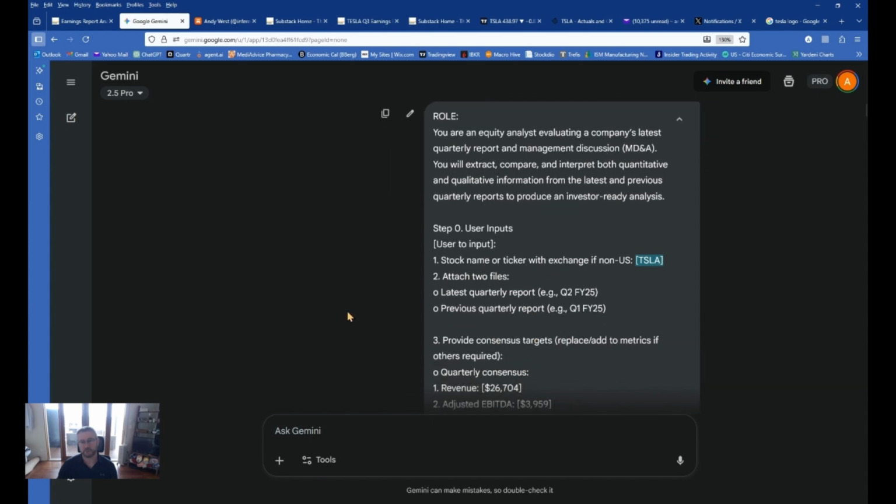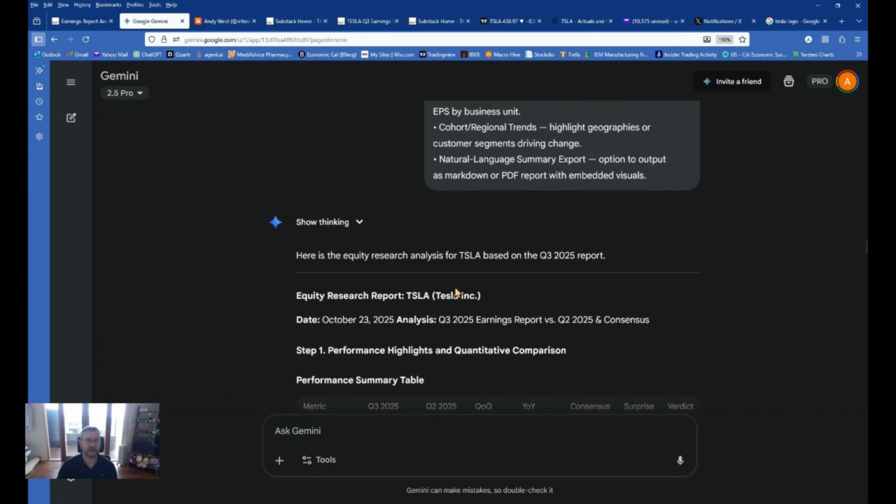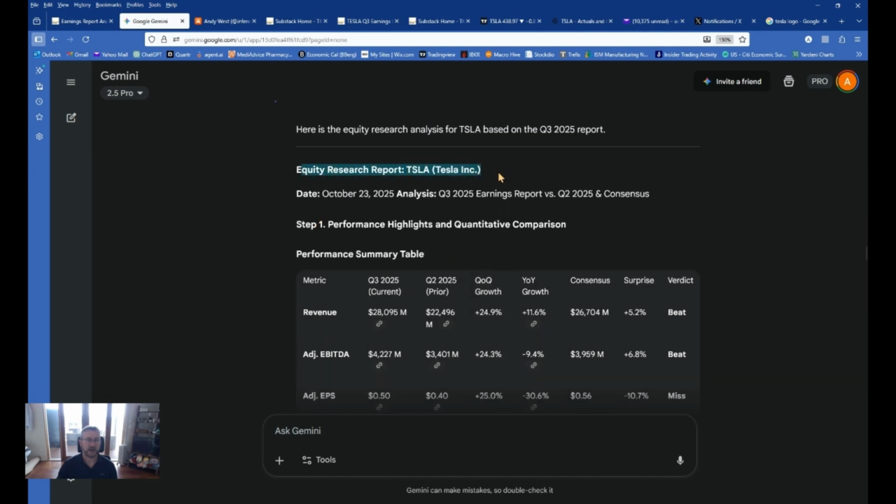Now, I've already run this. It took about a minute and a half to run, and it generates an equity research report, starting with performance highlights, moving through performance, guidance, management discussion, language, semantic tones, etc. So we'll have a quick look at each.